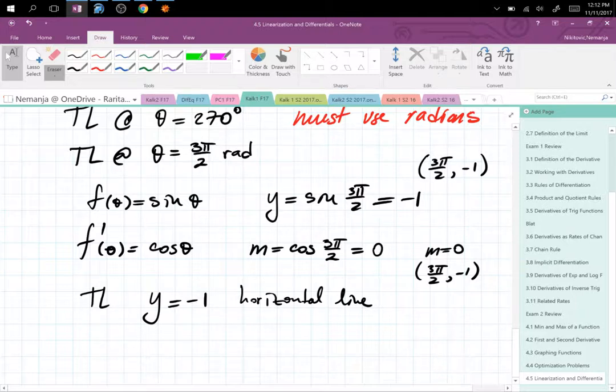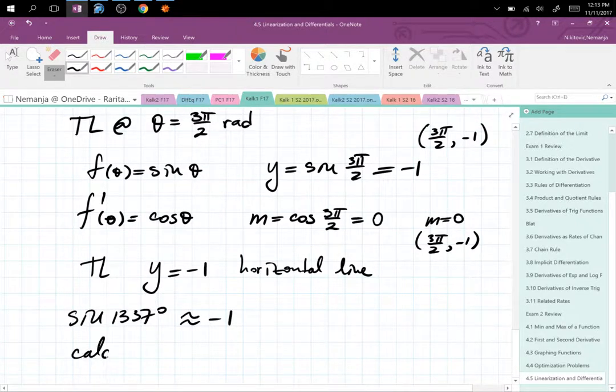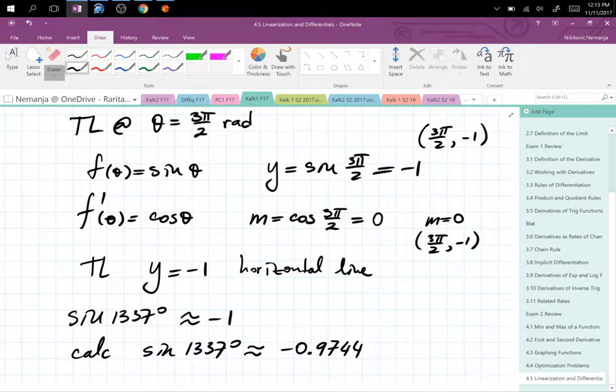So sine of 1337. My calculation says that sine of 1337 degrees is approximately equal to -1. The calculator says that sine of 1337 degrees is approximately equal to -0.9744. We are 2.5 cents away now from our calculation, as you can see.